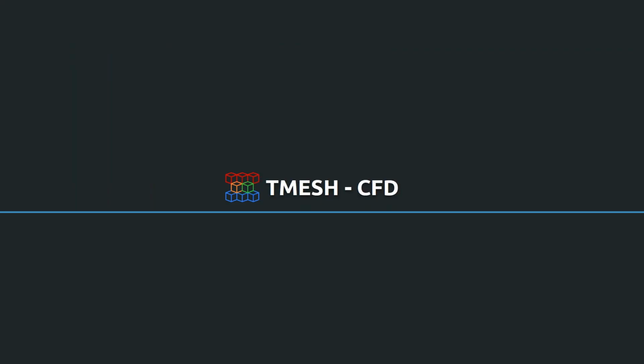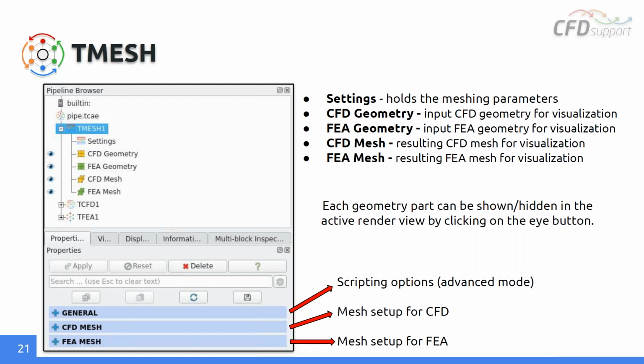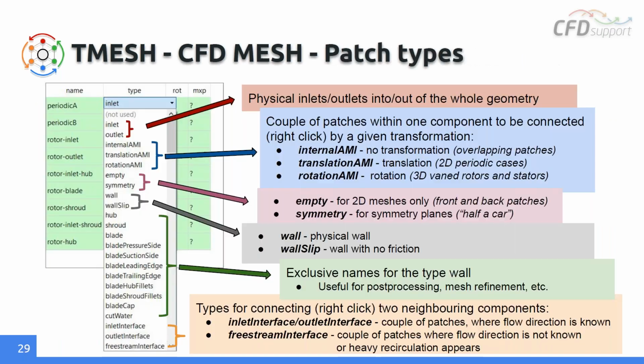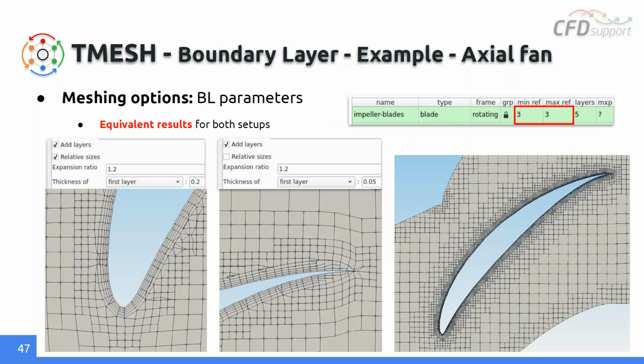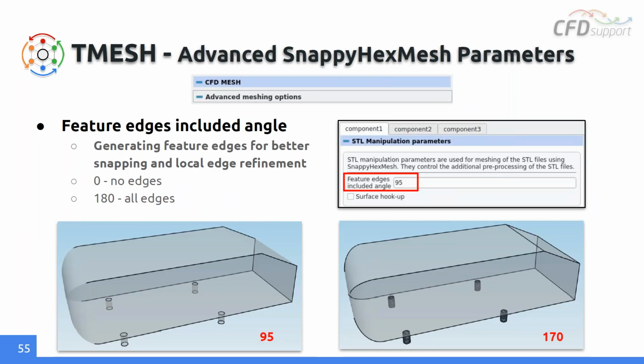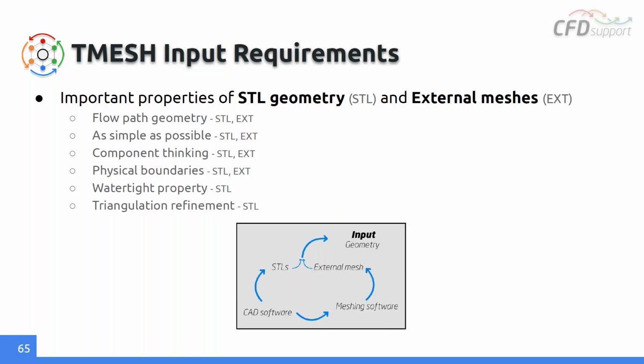And now we will go for the T-mesh, because if we have no mesh, we have no simulation, right? So let's start. Or maybe, so this is the meshing. Maybe I will skip a little bit, and I will show you the main principles of the input data, because it is the most important part, to know how the input STL should look.